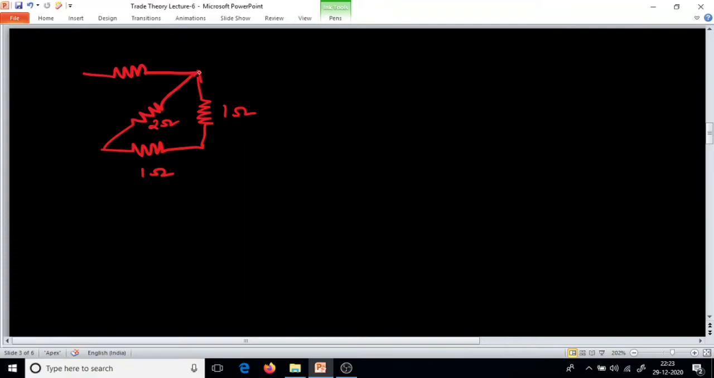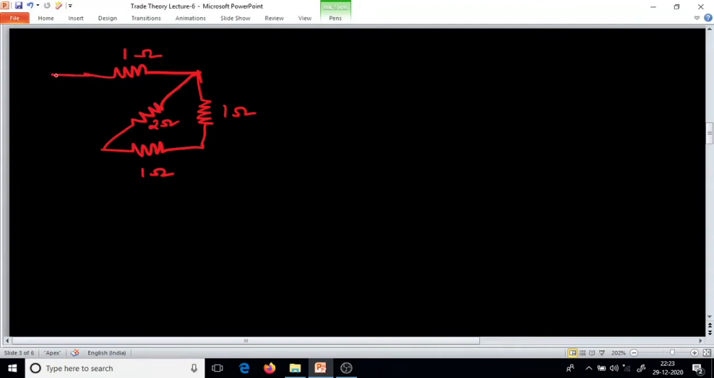So, we have resistors, there's a 1 ohm resistor, 1 ohm resistor, then there is one more resistor here, this also 1 ohm, and another resistor is connected like this. This is 2 ohms, 2 ohm resistor, and there is one more resistor coming to this point, that is 1 ohm resistor.